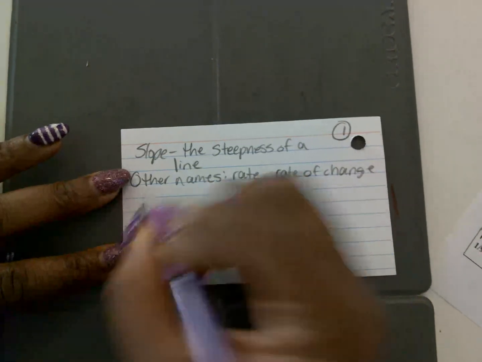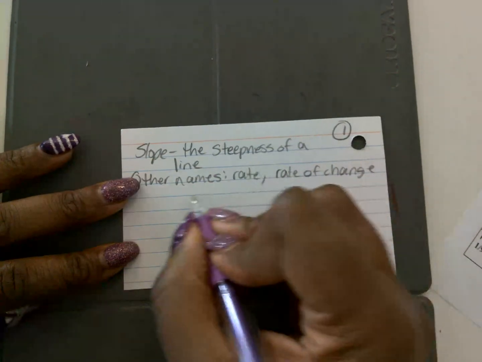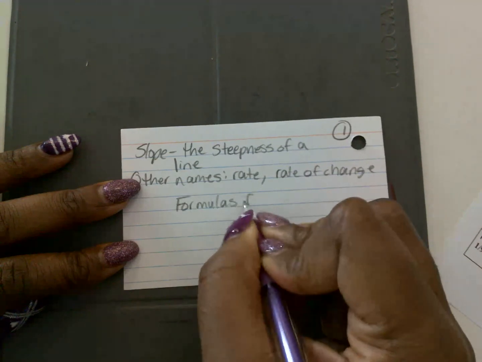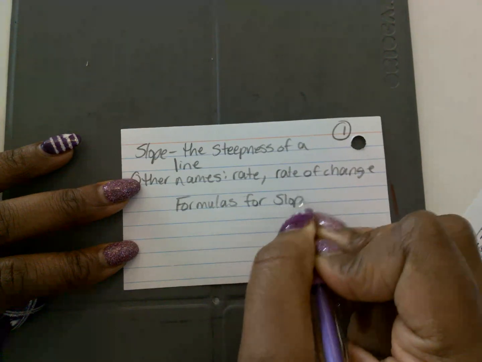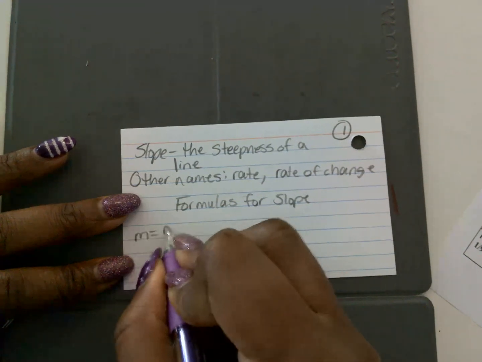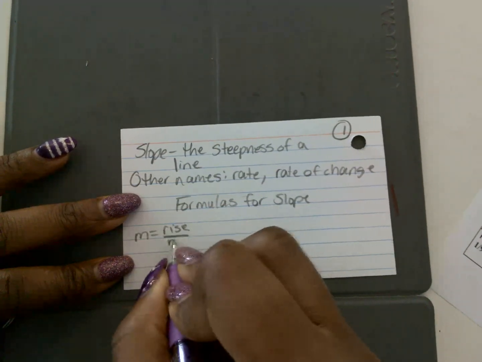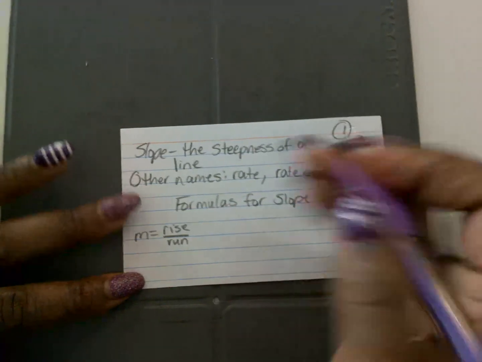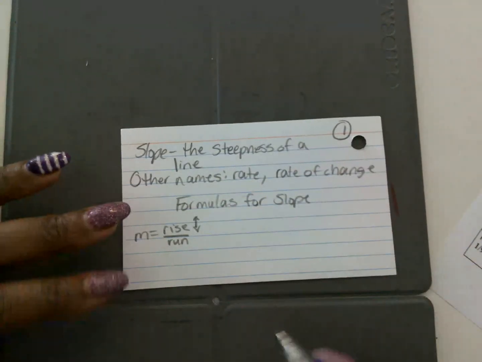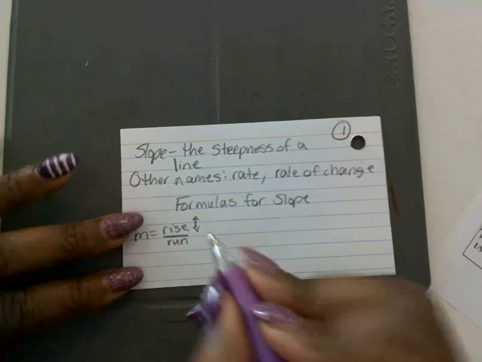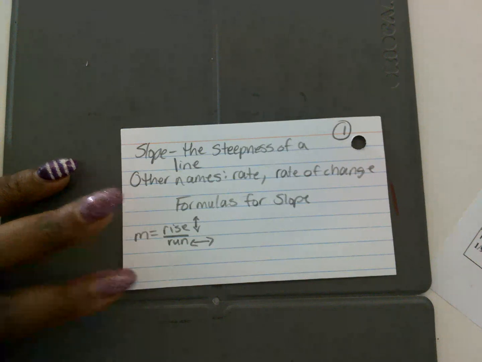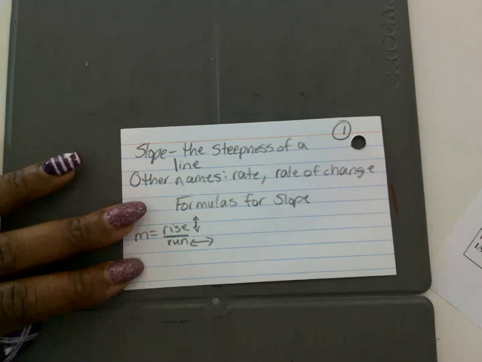Now we have 2 formulas for slope. The first formula for slope is rise over run. Your rise is how far you go up or down from one point to the next point. You always use grid lines. Your run is how far you go from the left to the right, using also the grid lines.